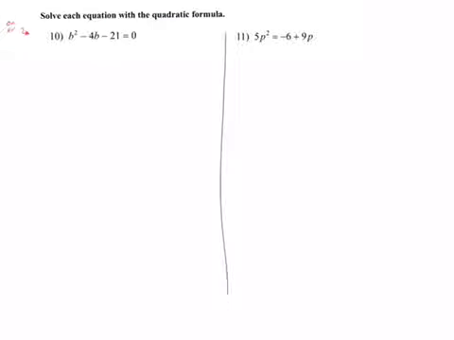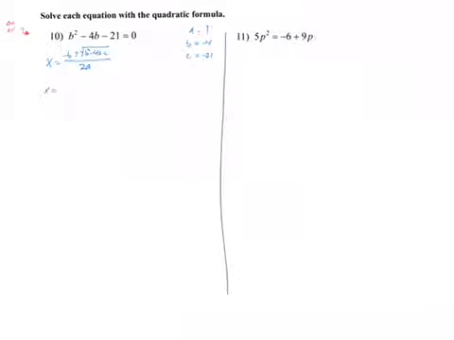The first thing I want to do here is identify what a, b, and c are. So the a is the number by the x squared, which in this case is just 1. The b number is by the x, which is going to be negative 4. And then c is going to be that constant, which is negative 21. So I'm just going to write out my formula here. x is equal to negative b plus or minus the square root of b squared minus 4ac all over 2a. And we're just going to plug in those numbers here from the right.